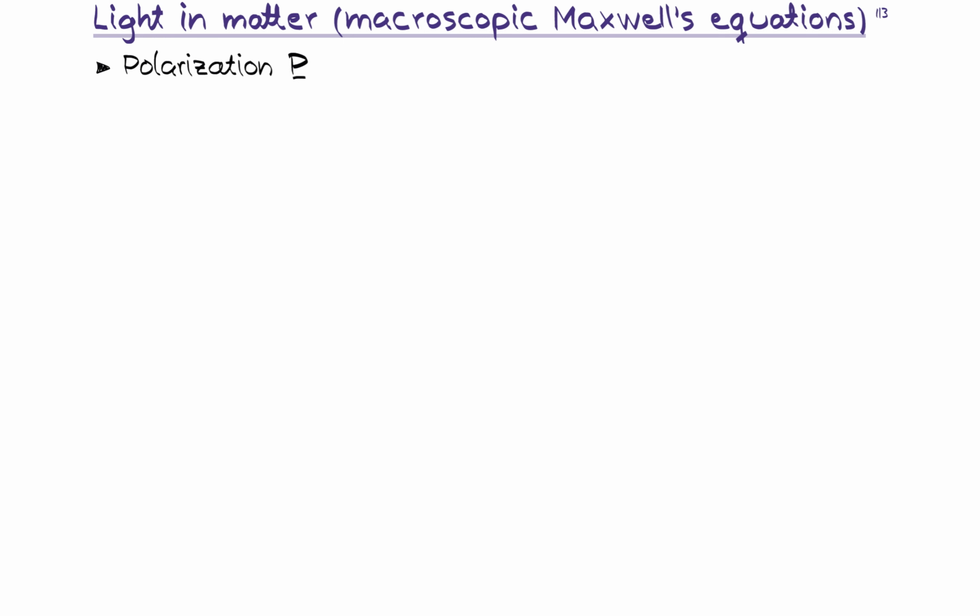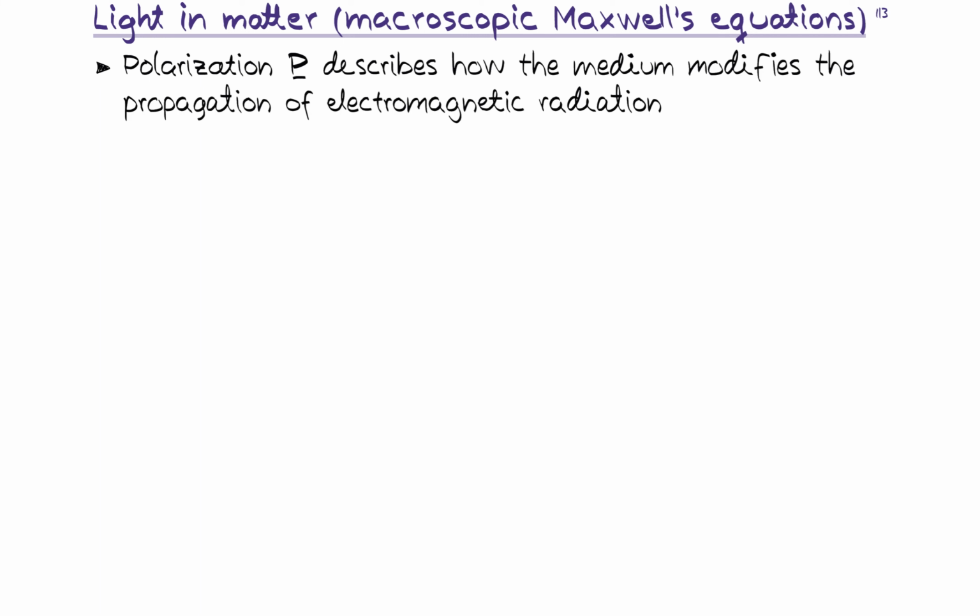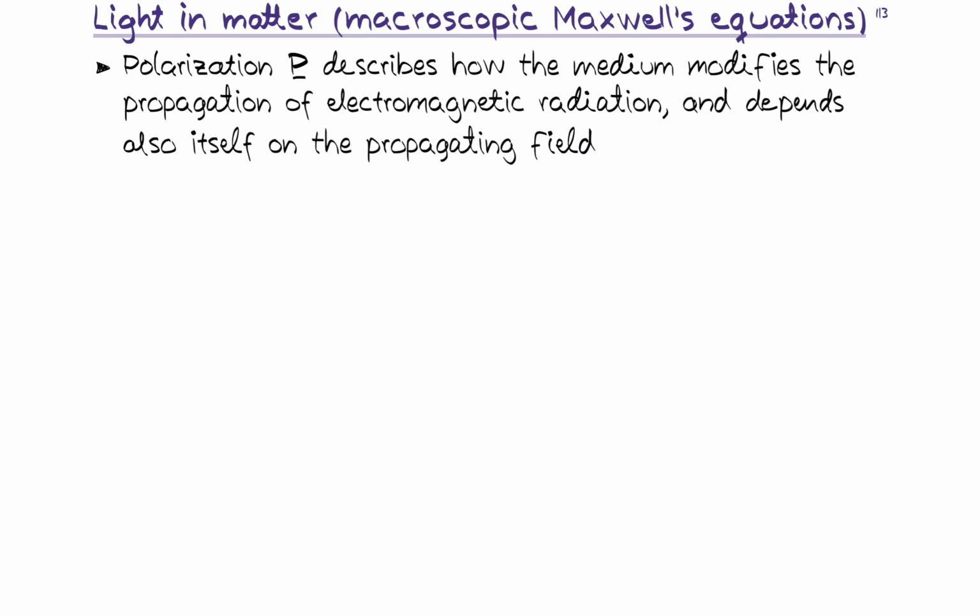Now, working with the polarization P on the macroscopic scale, if we knew how the material responds to incident light, of course we would be able to use the macroscopic Maxwell's equations and solve the problem. So the polarization P really defines how the medium modifies propagation of the electromagnetic radiation. And interestingly enough, the polarization field is a quantity that is in a way also a field quantity in itself. So it's related to the propagating field.